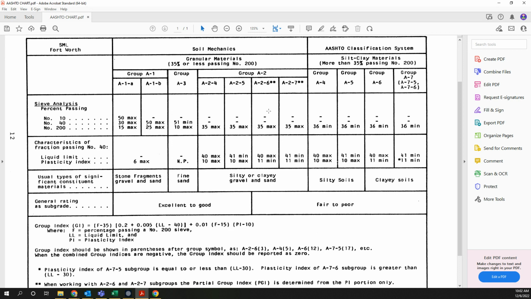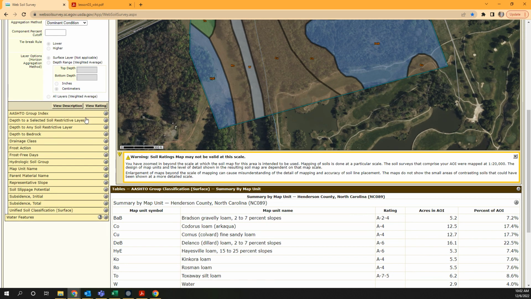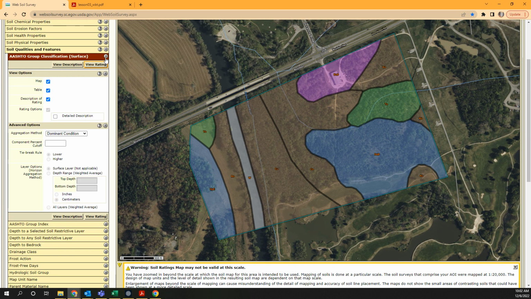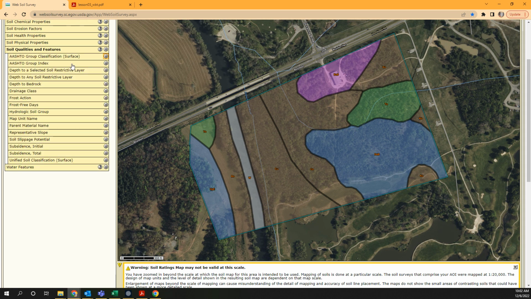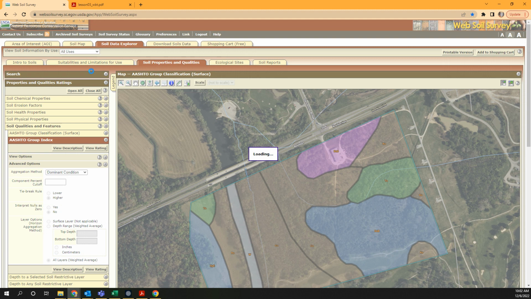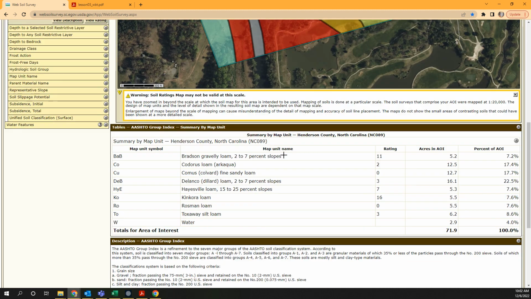because it's going to require additional engineering to make sure that it's sound. The other thing that we're going to look at for AASHTO, other than the group classification, is you can look at the index. When we look at the AASHTO group index, it's right under the AASHTO group classification. And if we look at this rating, it's going to give us a number rating.